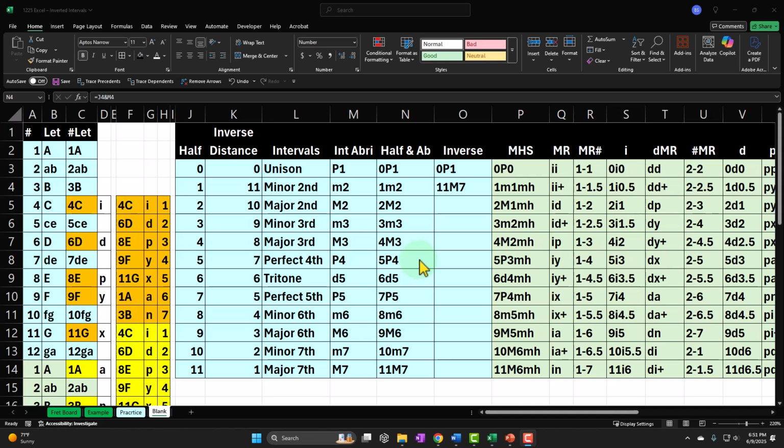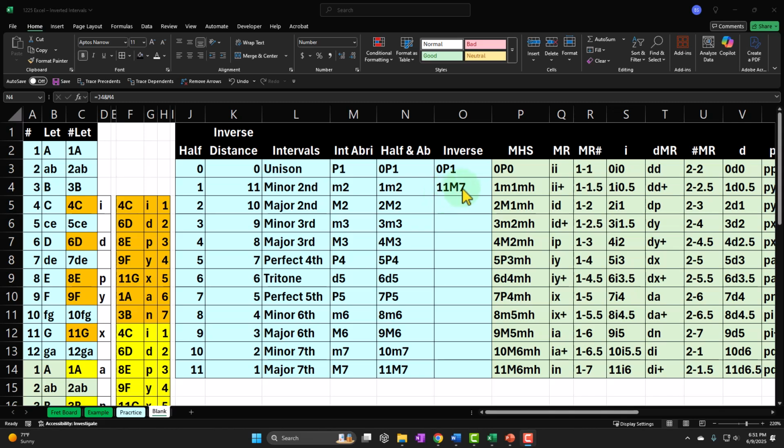However, those are just kind of conventions. What you really want to know is what the actual note distance is for all of the intervals, and then you can easily determine the inverse note distance, and then you're going to have to be able to code switch between the note distance and the interval name.